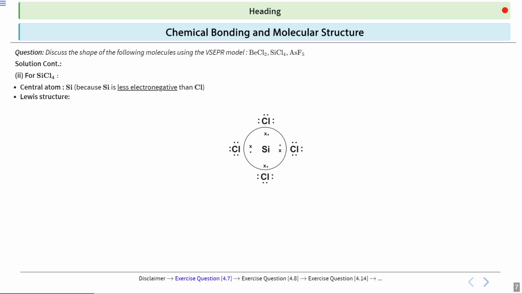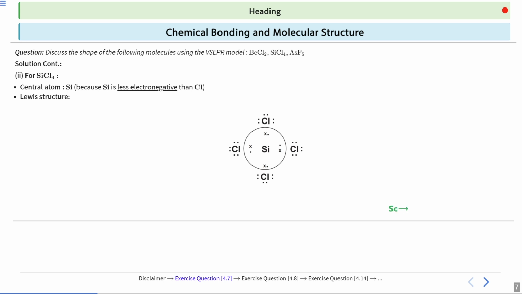So if your SiCl4 has a tetrahedral structure, and we'll see it will be tetrahedral, then is it ideal or not, meaning is the bond angle 109 degrees or not? Okay, just check this. There is a very simple method to check the same. You just have to look for the lone pair.